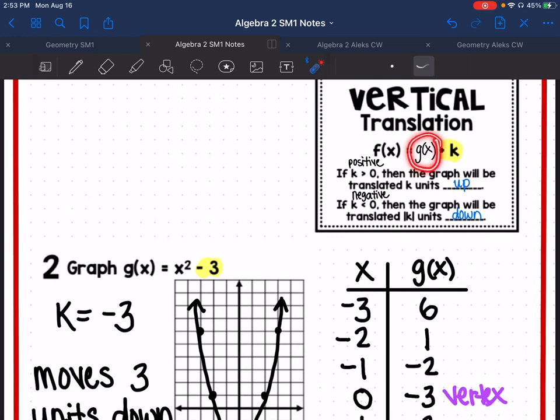This right here is my parent function. So I can replace the quadratic with the square root, with the absolute value, with the linear. It doesn't matter. I can put any of the other 5 parent functions in there. If I go ahead and add a number after it, it's going to move my graph up or down. Plus is up, minus is down. That's basically what this tab in the foldable is telling you.